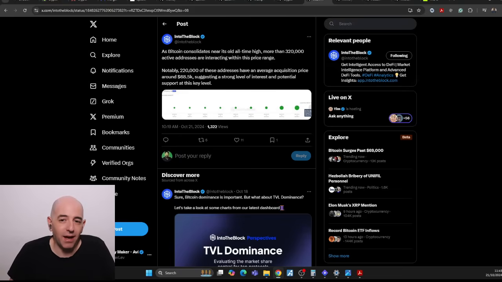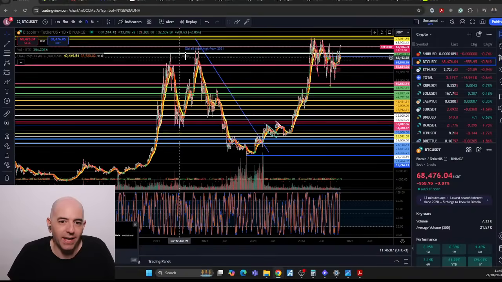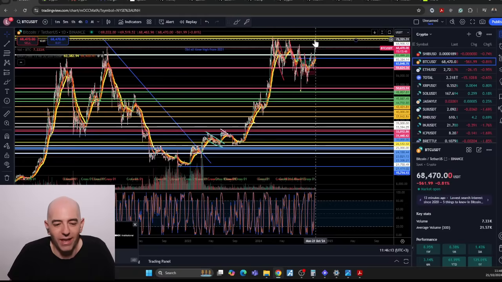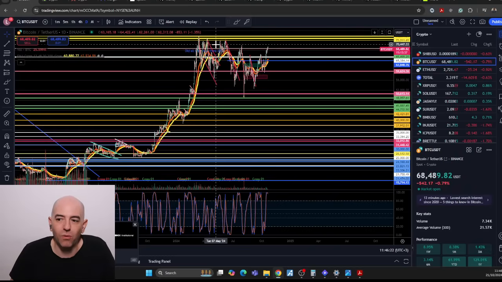Bitcoin consolidates the year's all-time high. More than 320,000 active addresses are interacting with this price range. Notably, 220,000 of these addresses have an average acquisition price of 68,005, suggesting a strong level of interest and potential support at this key level. It seems a lot of people thought this zone was the zone that was going to break out and we were going to go to 100,000. We saw a lot of people buying at that zone, and so now they're about to become in the money. We talked about this before: when someone's out of the money and then suddenly becomes green in their position, they have a tendency to double down or grow their position because they now feel confident in the position.